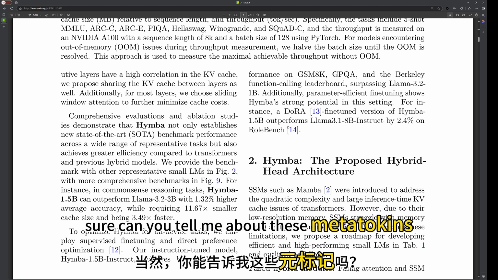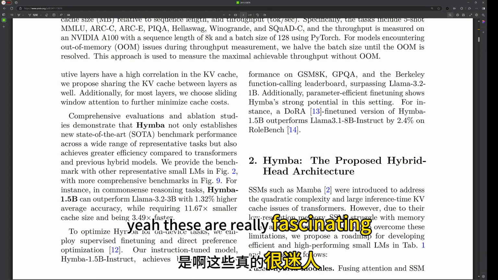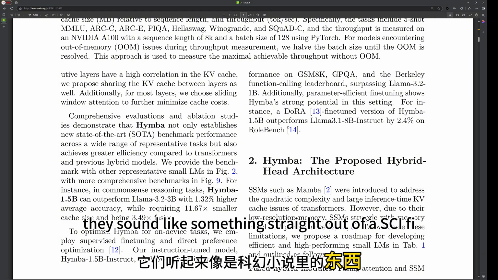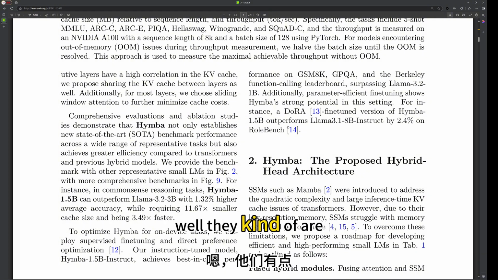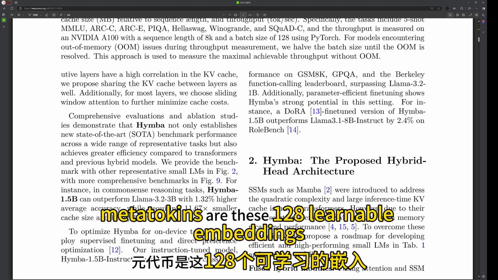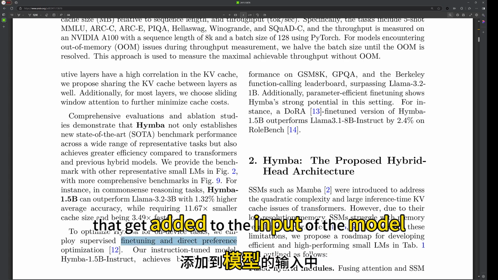Well, switching gears a little bit. Can you tell me about these meta tokens I keep hearing about? Yeah, these are really fascinating. They sound like something straight out of a sci-fi movie. Well, they kind of are. Essentially, meta tokens are these 128 learnable embeddings that get added to the input of the model.